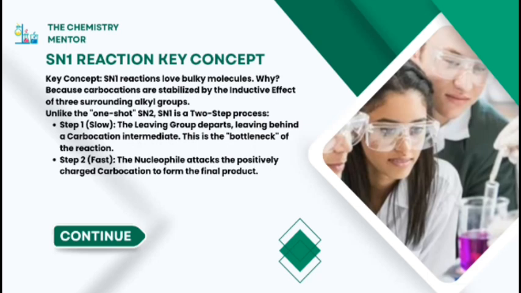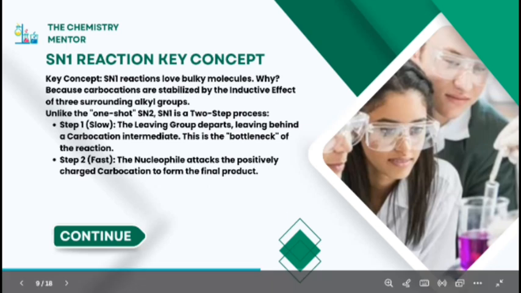The nucleophile attacks the positively charged carbocation to form the final product. Let's dive deeper into SN1 reactions and understand why they love bulky molecules. Key concept: SN1 reactions love bulky molecules. Why? Because carbocations are stabilized by the inductive effect of three surrounding alkyl groups. Imagine the carbon like a VIP in a crowded room. The more friends, alkyl groups, supporting it, the more stable it becomes.